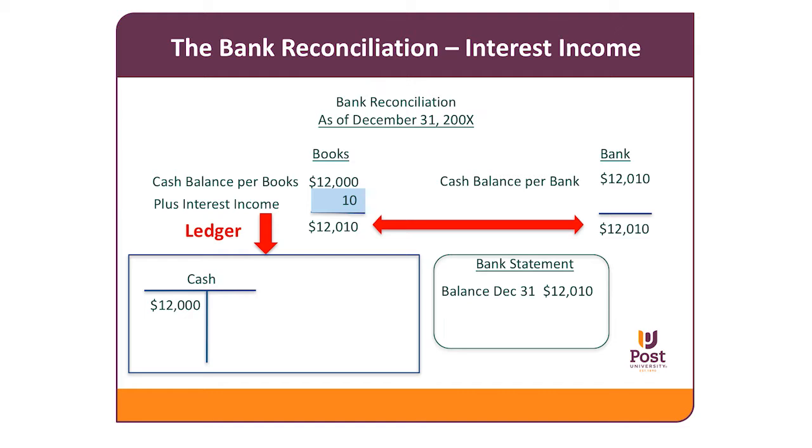Because you have not recorded the $10 interest, you must do so. The accounting entry is that cash is increased by $10 and interest income is increased by $10.